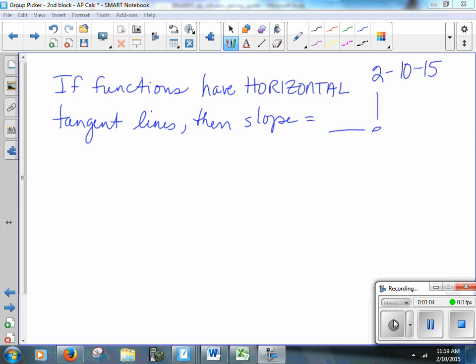I just referenced this a moment ago. Then slope equals 0. If the function has a horizontal tangent line, then the slope is equal to 0.